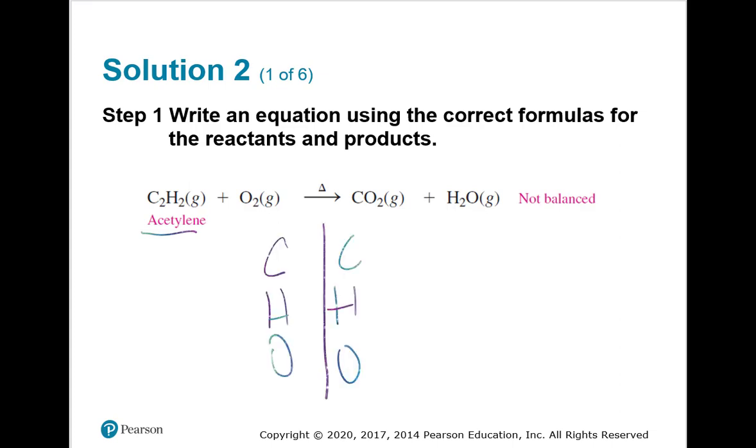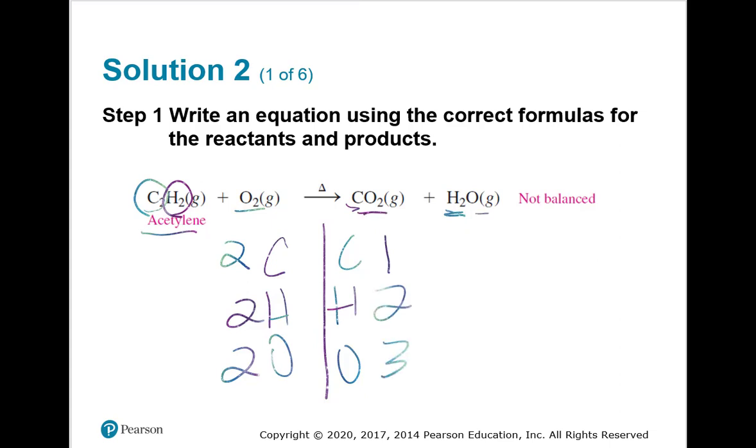On the left I have C, H, and O. On the right I have C, H, and O. Let's do an atom count. I have 2 carbons, 2 H's, 2 O's. On the right I have 1 carbon, 2 H's, and 2 plus 1 is 3 O's.